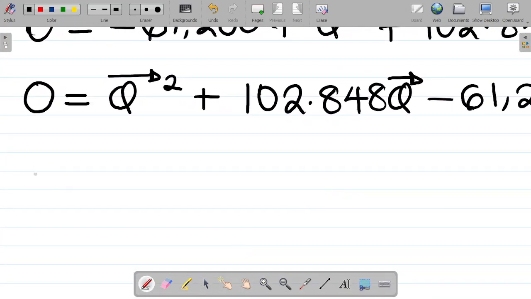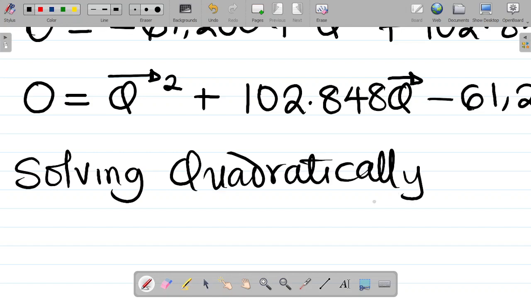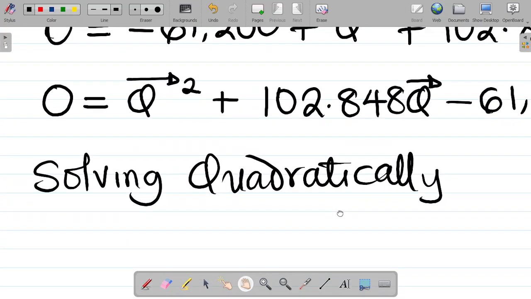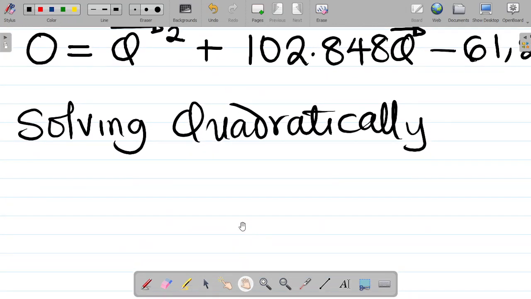Solving quadratically, now it depends on the method of quadratic equation you want to use. For me, I'll just go straight to using the calculator, for time's sake. And for us to use the calculator method, we need to get the values of A, B, C, so we can input them into our calculator.